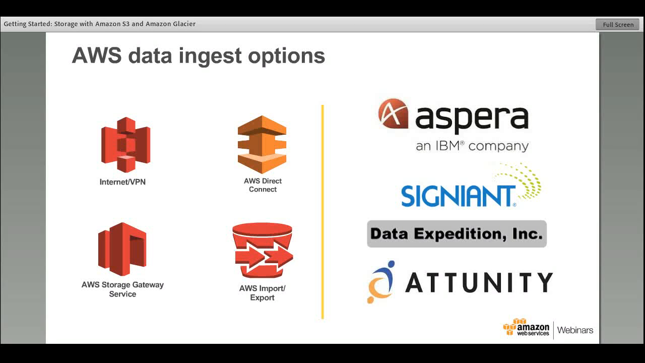AWS Import/Export accelerates moving large amounts of data into and out of AWS using portable storage devices for transport, basically disk drives. AWS transfers your data directly onto and off of storage devices using Amazon's high-speed internal network, bypassing the internet. And finally, on the right-hand side, you can see we have several partners that specialize in accelerating and managing the data transfer of large data sets, like, for example, what you see in the media and entertainment or genomic sequencing industry when you need to move really large files, and making sure you make the most of your available bandwidth.